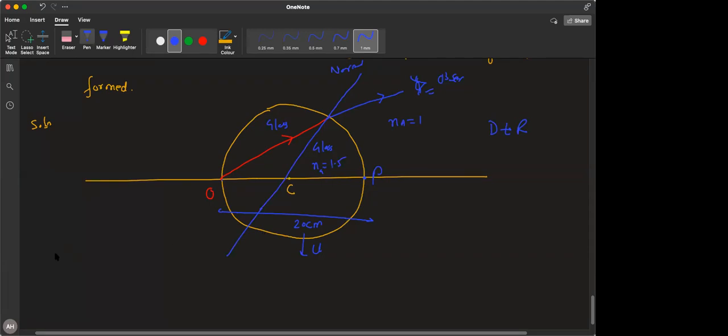Okay, I'm solving it. See, the object distance is, this is the object, this is the pole. Object distance is minus 20 centimeter. The light is going in this direction. You're moving in a direction opposite to that of light. So your radius of curvature is negative, minus 10. See, if diameter is 20, then radius is 10.